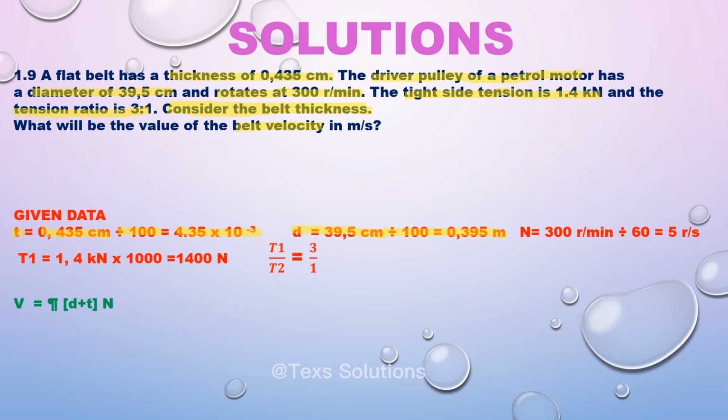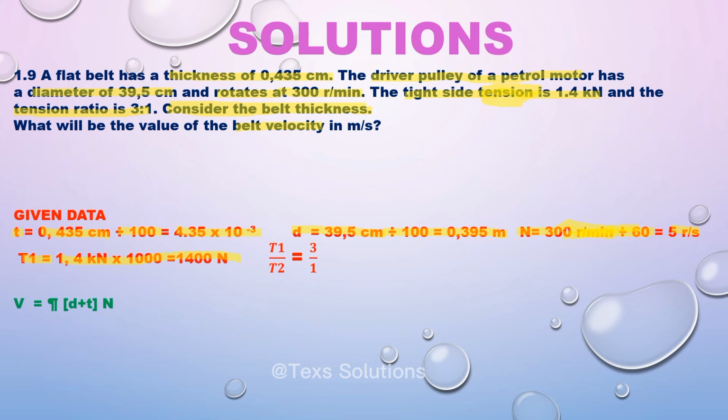Now I have the rotational frequency. N is 300 revs per minute. We've just learned that the rotational frequency needs to be in revs per second, because time is measured in seconds. To convert from revs per minute to revs per second, I divide by 60. So the rotational frequency is now 5 revs per second. T1 is the tension or the force in the tight side. Another key word that I can use for force is tension. Anything measured in newtons is a force. 1.4 times 1,000 is 1,400 newtons.